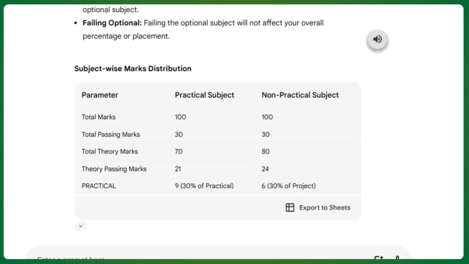Now non-practical subject is 100 total marks. Here passing marks is 30. Theoretical marks from 80 it is 24. Theoretical passing marks from 80 and 6 from 8's practical marks. So total 24 plus 6 is equal to 30.